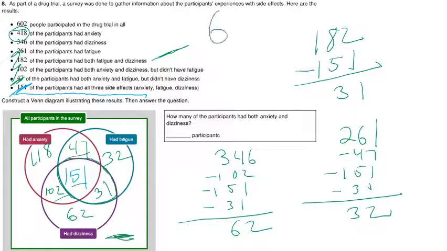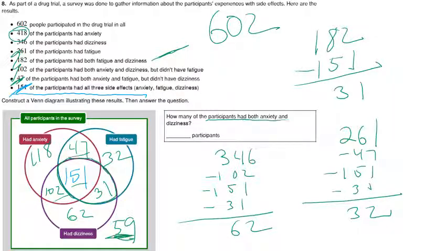Well, there was 602 in total. If you add up all these numbers in here, those are the people that have been accounted for. So who's missing? Take 602 and subtract all of these numbers from it. And if I did that correctly, there are 59 people missing, and there's only one place they can be, right there.